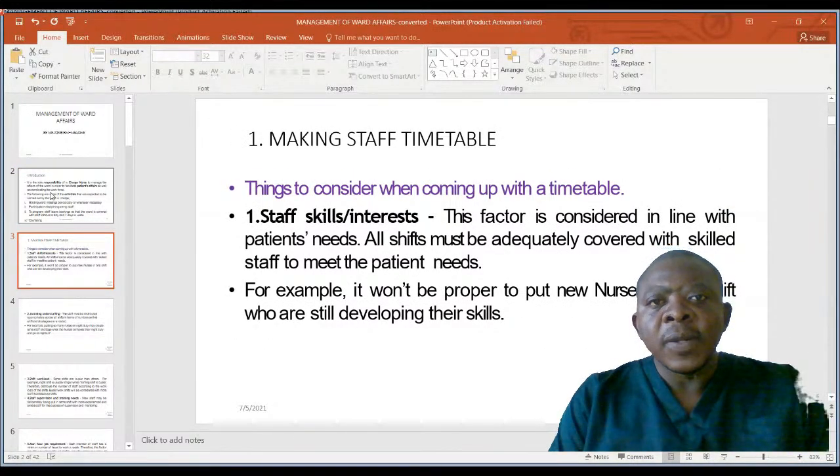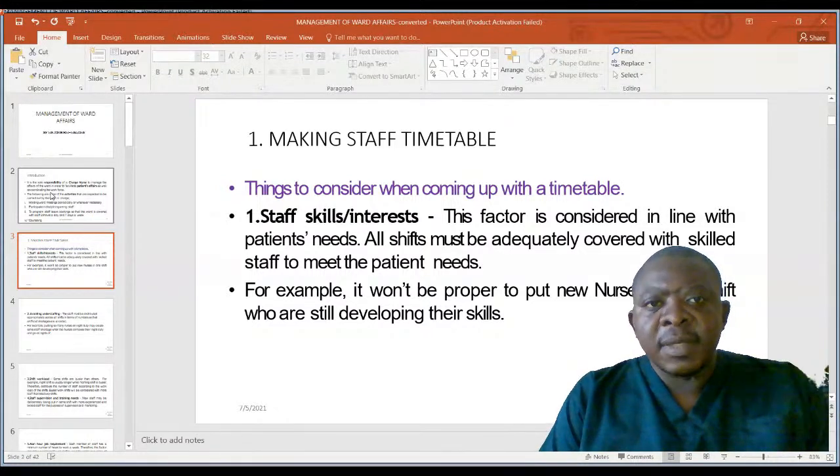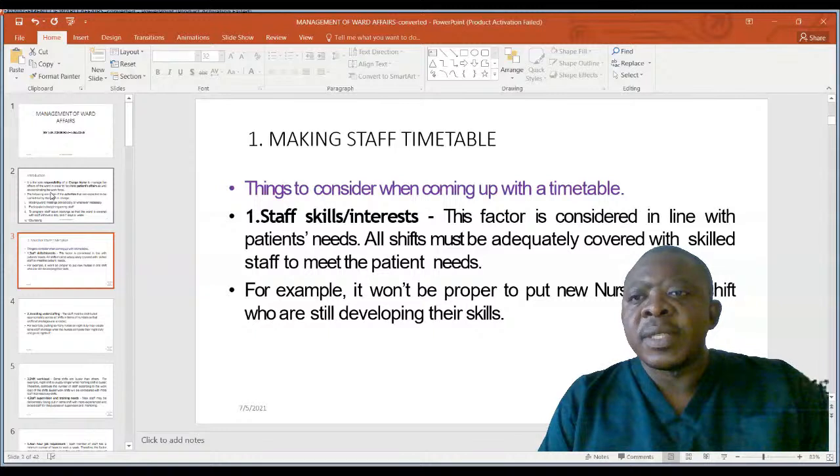Okay, so now let us look at making a staff timetable. There are certain things to consider when coming up with a staff timetable. These may be 1. Staff skills or interests. This factor is considered in line with patients' needs.